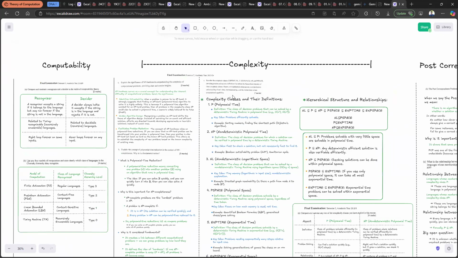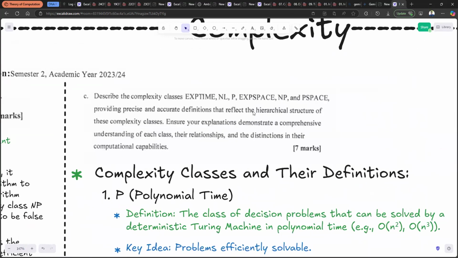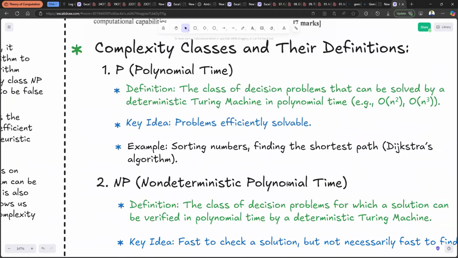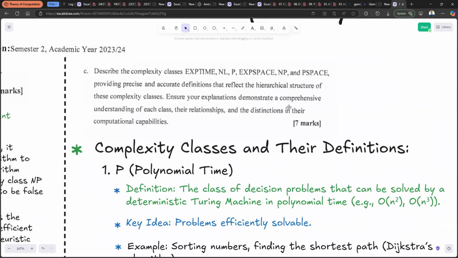I saw this nasty question on the 23/24 paper last year, so I don't know if it's going to come back again. It says describe the complexity classes: EXP time, exponential time; NL, nondeterministic logarithmic space; polynomial and exponential space and time, kind of different, but related; NP, nondeterministic polynomial time; and PSPACE, polynomial space, which is different from polynomial time. It asks us to describe them precisely and accurately, give the definitions, and also show the hierarchical structure of all of these complexity classes.